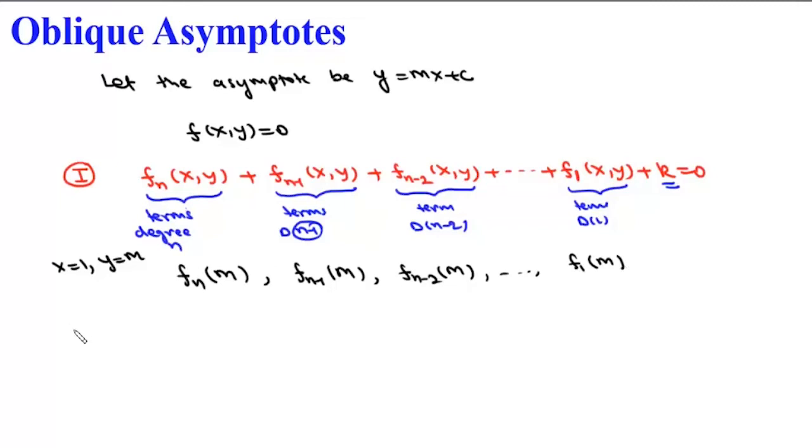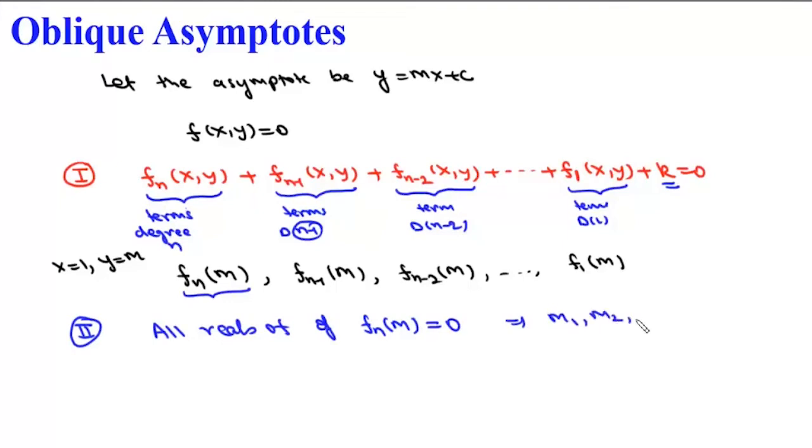Now the second step is, we'll take this function of m with highest degree n, and we'll find all real roots of f_n(m) equals 0. So from here we'll get different values of m, and these are our slopes of asymptotes. For an asymptote, we now have its slope. Next, we need to find its intercept.